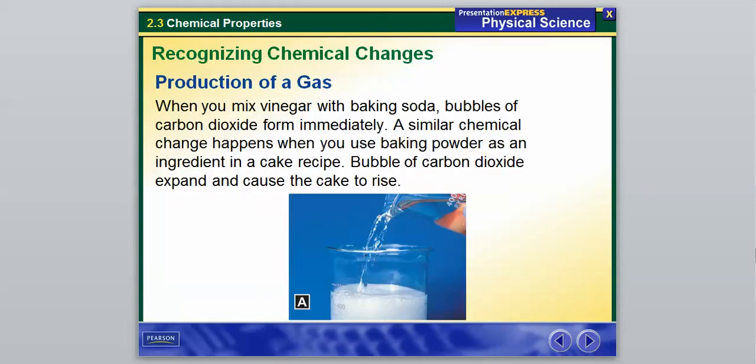Our next one would be the production of a gas. When you mix vinegar with baking soda, bubbles of carbon dioxide form immediately. A similar chemical change happens when you use baking powder as an ingredient in a cake recipe. The bubbles of carbon dioxide expand and cause the cake to rise. So it produces a gas, the CO2, and that is an indication that a chemical change has occurred. So that's a pretty simple one. If you mix two things together, the formation of bubbles is almost always associated with the formation of a gas. So that is our second way, the production of a gas.